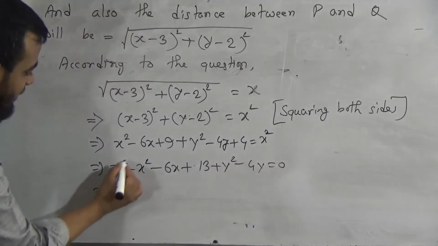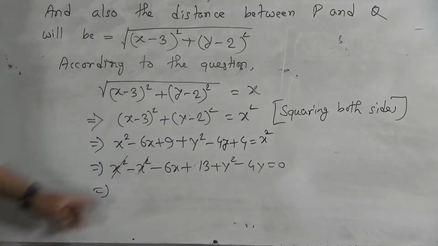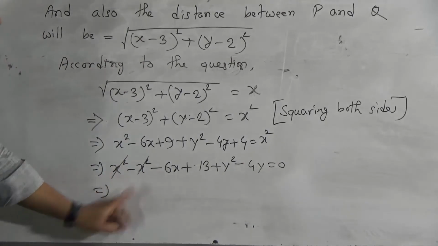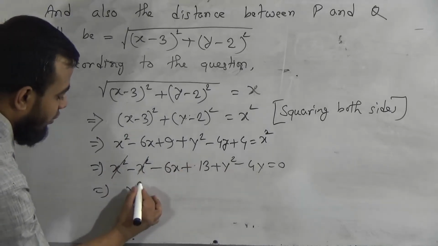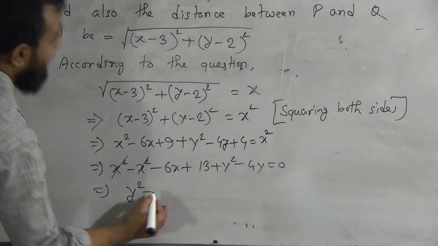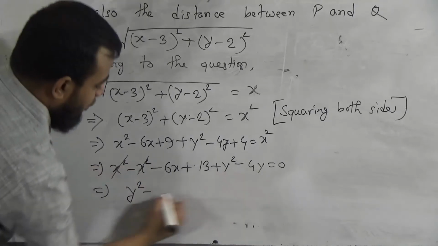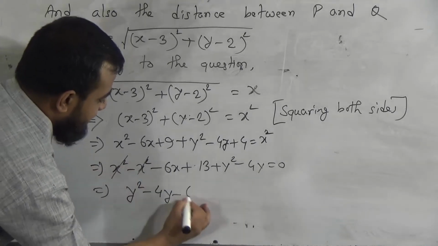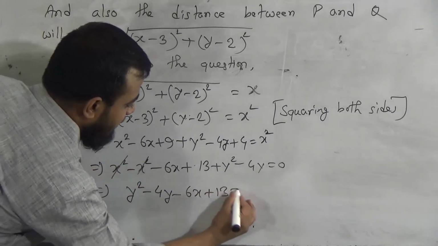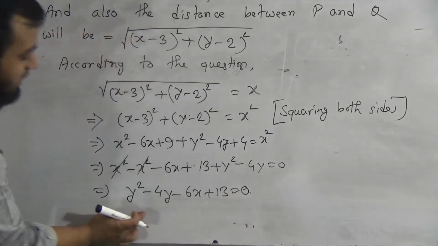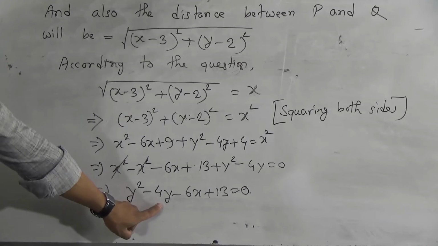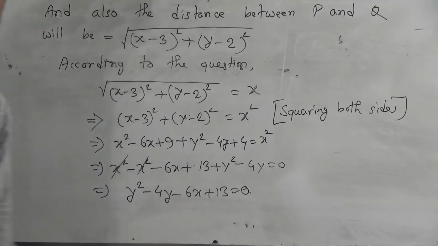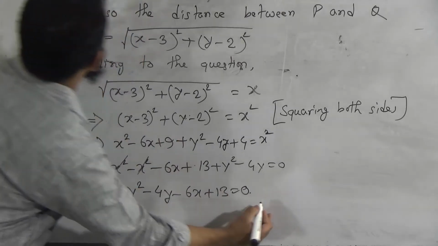Now arranging this, x square and x square will vanish because one has a plus sign and the other has a minus sign. Now we can arrange it: y square in the front, then minus 4y minus 6x plus 13 equal to 0. By arranging this, we get this, and this is our proof: y square minus 4y minus 6x plus 13 equal to 0. So the proof is done. You can write down proved.